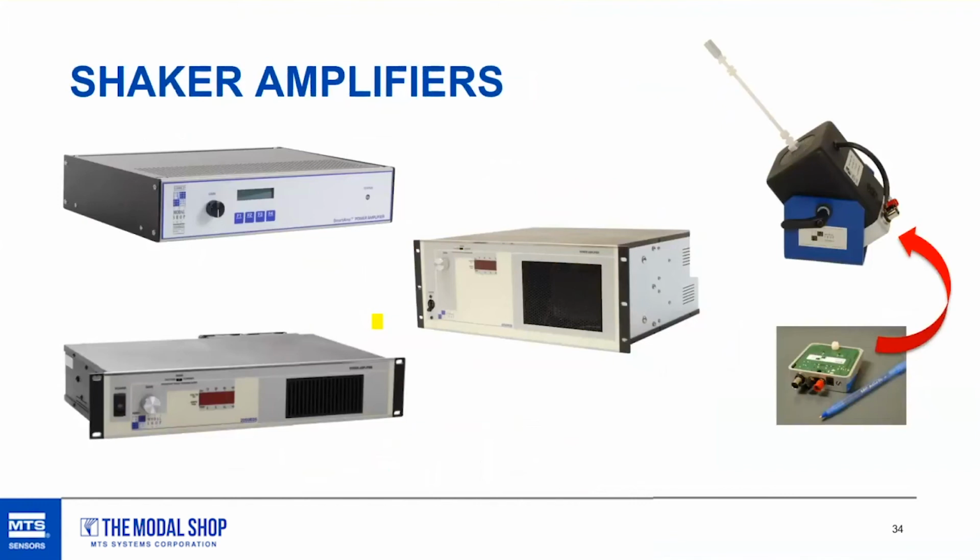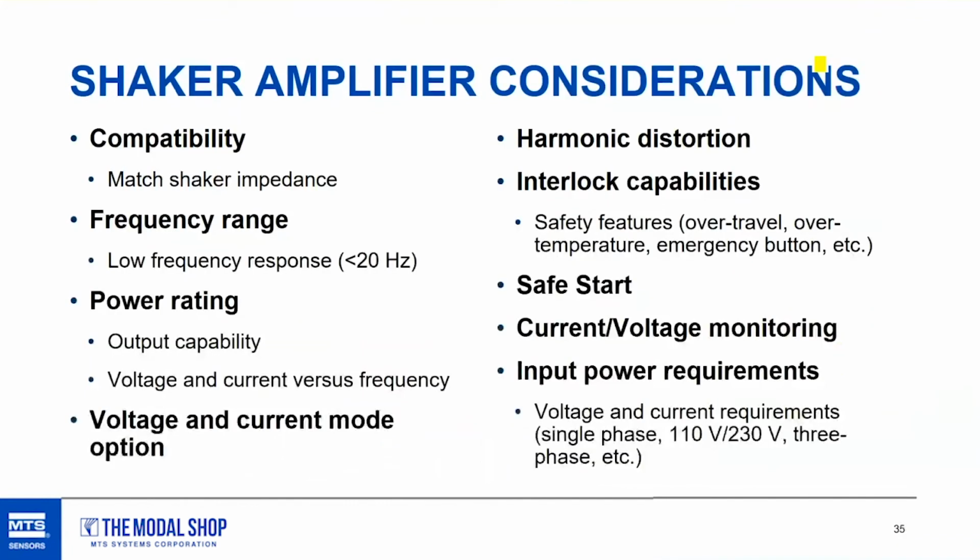You have typically large size amplifiers. They're typically 19 inches wide, so you can put that on a rack. But you can also have some very small amplifiers that can be integrated with your shaker, as we see on the right. But the key things to consider about a shaker amplifier, I think the most important one is the compatibility. So you want to make sure the amplifier is compatible with the shaker.